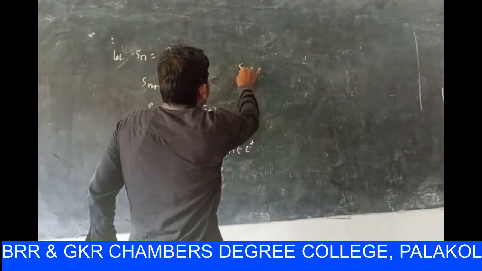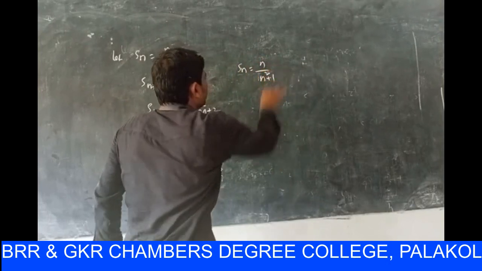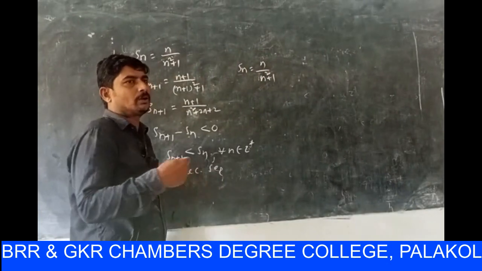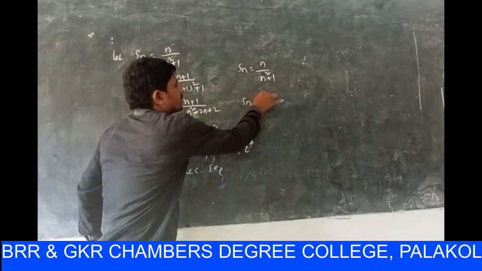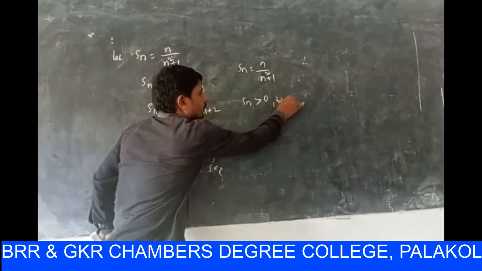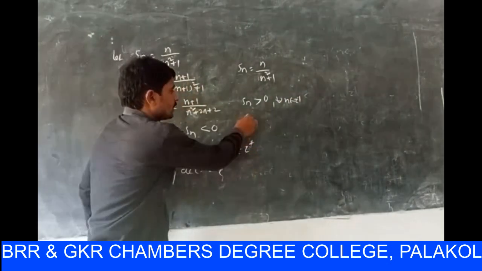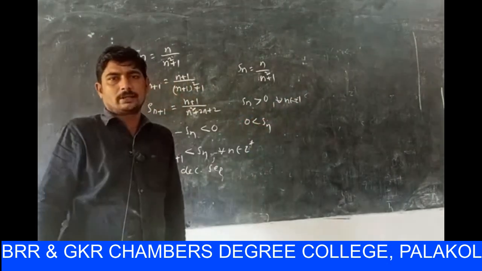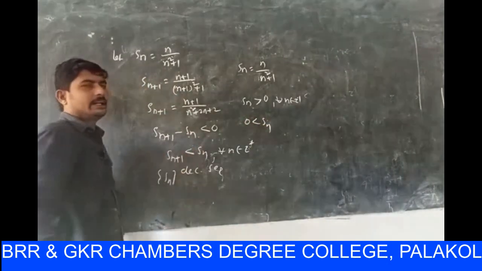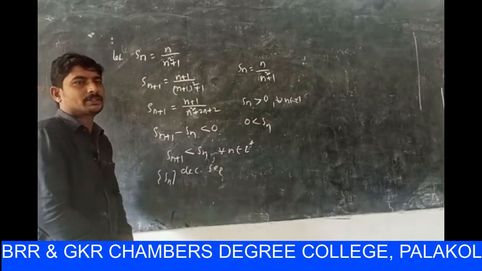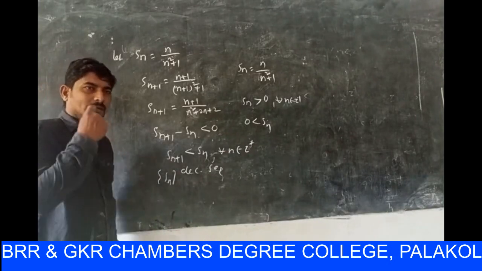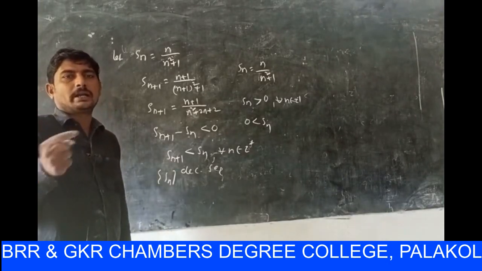For that, Sn is equal to n by n square plus 1. For any value of n, means n is equal to 1, 2, 3 and so on, all the values are greater than 0. Sn is greater than 0 for all n belongs to Z plus, means 0 is a lower bound, means Sn is bounded below. The sequence is decreasing and bounded below. As per the definition, any sequence decreasing and bounded below, we say that it is convergent. So convergent means either decreasing and bounded below, or increasing and bounded above.